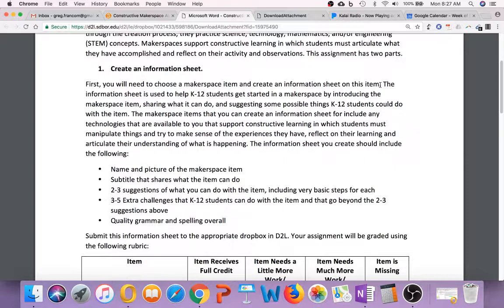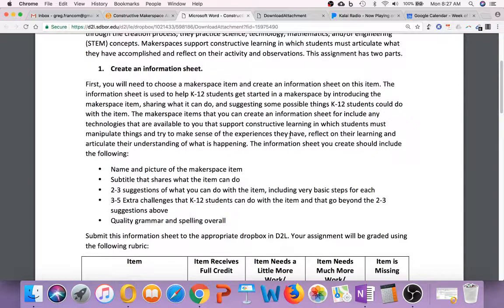And the Makerspace items that you can create an information sheet for include any technologies that are available to you to support constructive learning, in which students must manipulate things and try to make sense of the experiences they have, reflect on their learning, and articulate their understanding of what is happening.